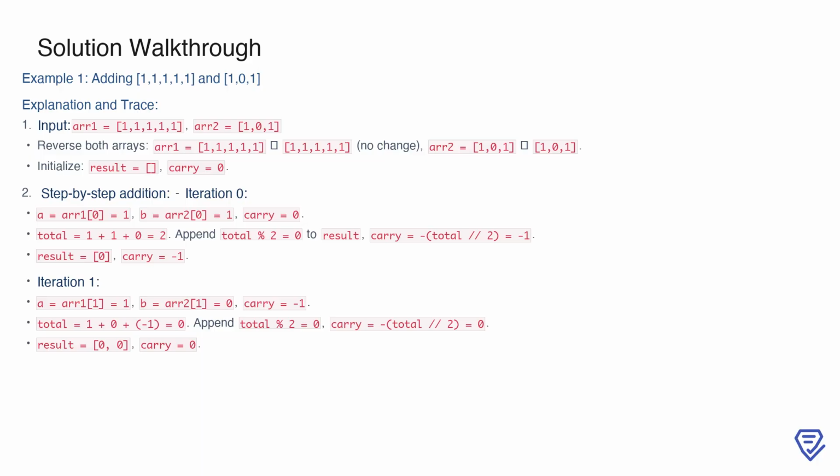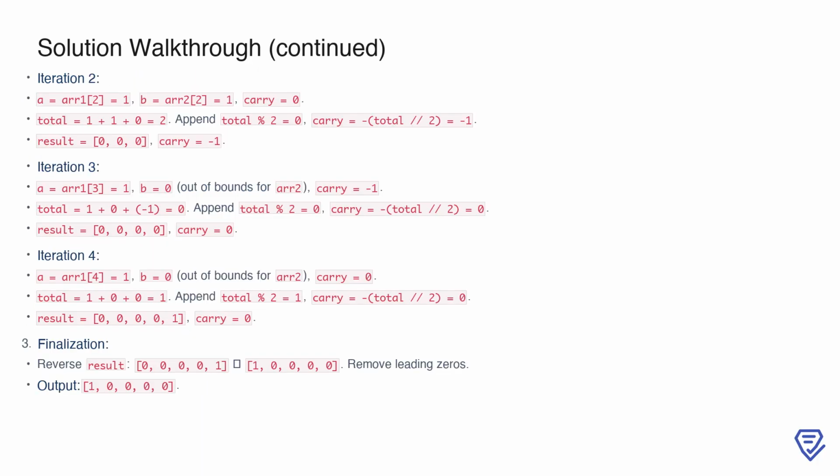The carry is updated to -1 because, in Negabinary, the carry is calculated as the negative of total divided by 2. Moving to the second iteration, we add the next digits, which are 1 and 0, along with the carry of -1. This gives a total of 0, so we append 0 to the result and reset the carry to 0. The result array at this stage is 0, 0.